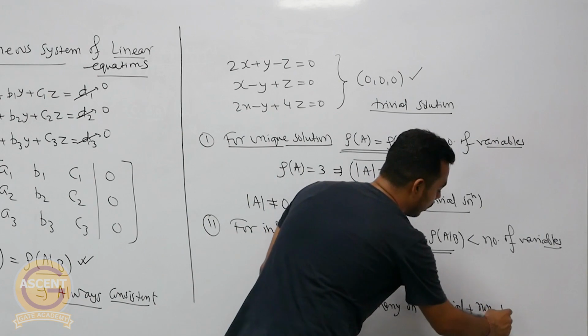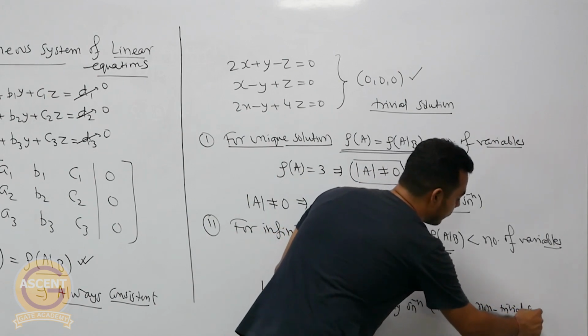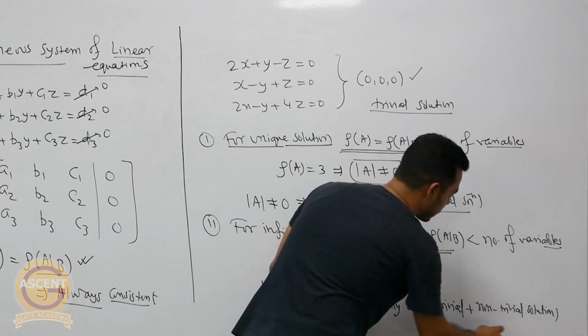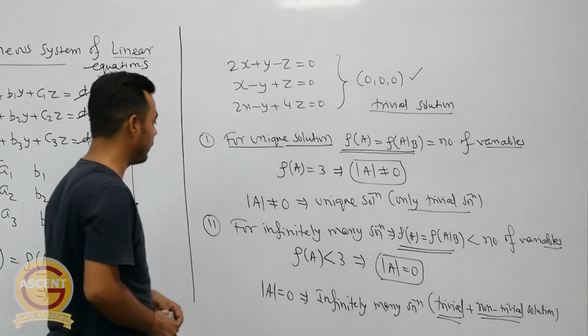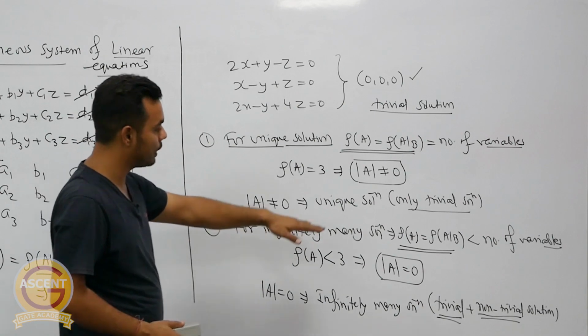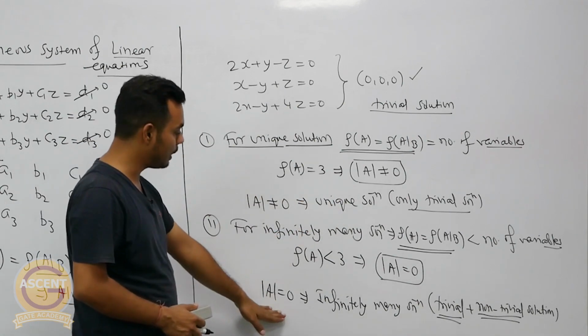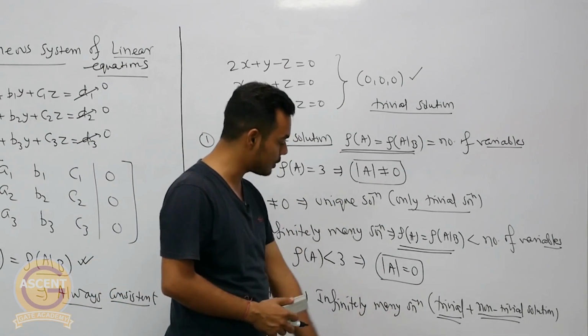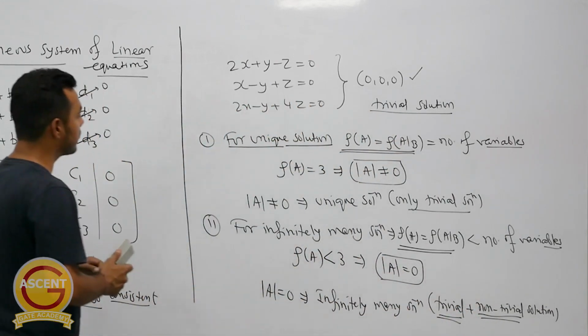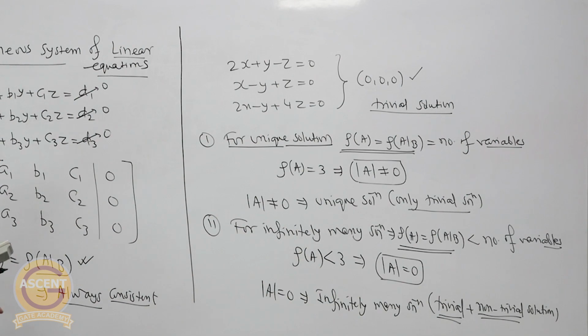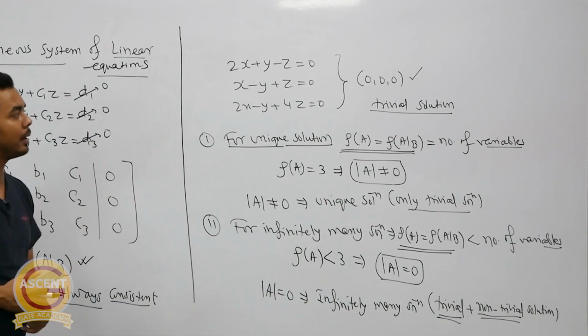Trivial solution means all the 3 variables x, y, z are 0. Non-trivial means at least one of them is non-zero. So if determinant is not equal to 0, then you will have a unique solution. If determinant is 0, then you will have infinitely many solutions, and the solution will include trivial plus non-trivial solution. Now we will discuss 2 examples, and with the help of those examples we'll see this concept in detail.